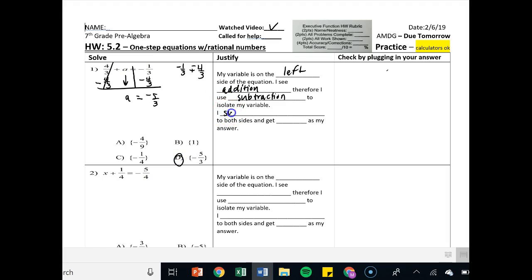Remember that you subtracted 4/3 from both sides to get negative 5/3 as your answer. Now, to check, we actually have to write out the equation. So we're going to write out 4/3 plus A equals negative 1/3. But this time, instead of A, we'll erase that and plug in our answer, negative 5/3. So is 4/3 plus negative 5/3... Oh, that gives me negative 1/3. Negative 1/3 equals negative 1/3. I know I have the correct answer.